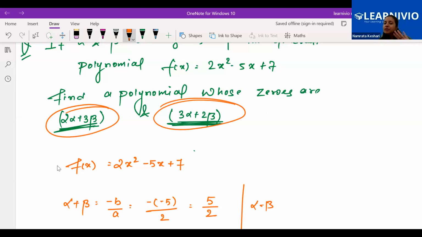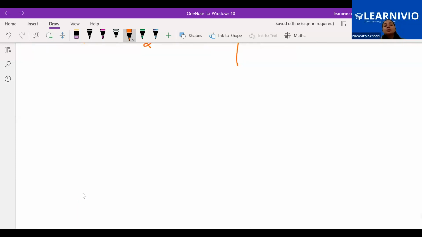Okay, till here whatever we are having in hand, let's keep it aside for a while. Alpha plus beta is there, alpha into beta is there. Let's keep it aside and make a new polynomial with the help of the given two zeros. The formula for creating one of the polynomials, there are so many polynomials we can make by taking k, one of the polynomials we can write like this: x square minus sum of the zeros into x plus product of the zeros.